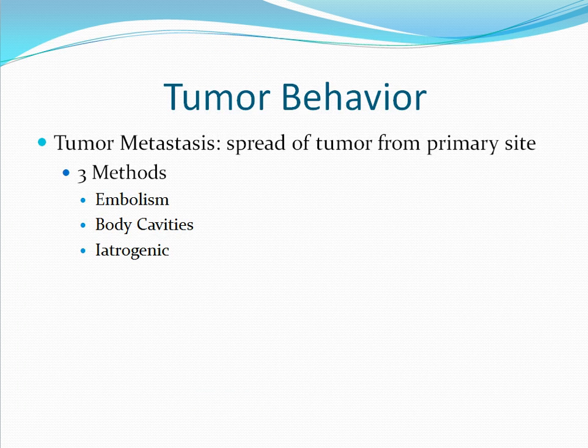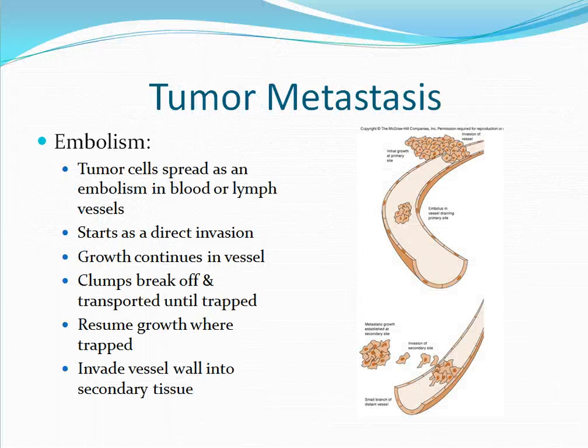Tumor metastasis, or the ability of a tumor to spread from the primary site, is another behavior of tumors. Tumor metastases occur via three methods: embolism, body cavities, and iatrogenic. The first of these methods is embolism. Tumor cells spread as an embolism in the blood or lymph vessels.